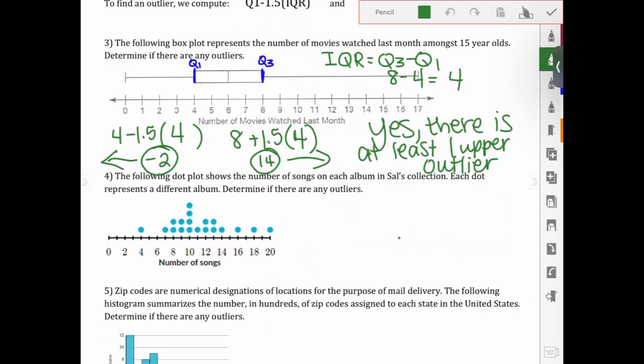Right, on our next one, we're going to do a dot plot. The following dot plot shows the number of songs on each album in Sal's collection. Each dot represents a different album. Determine if there are any outliers. So for this one, in order to find Q1 and Q3, we're going to have to put this in our calculator and find our 1-bar stats.